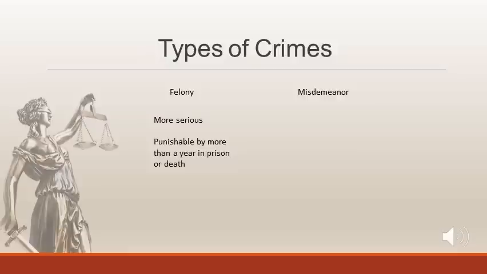The other type of crime is a misdemeanor. These crimes are less serious and generally punishable by less than a year in jail and/or fines. So felonies, again, are much more serious and misdemeanors are not as serious, and really the difference lies within the punishment that is imposed on each of those types of crimes.